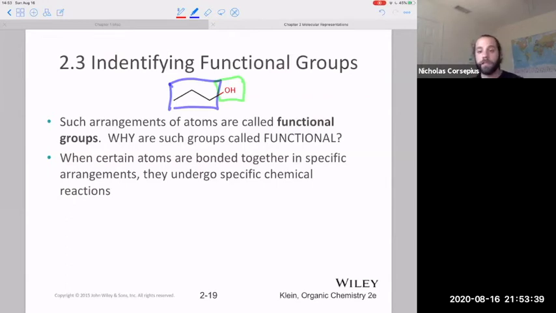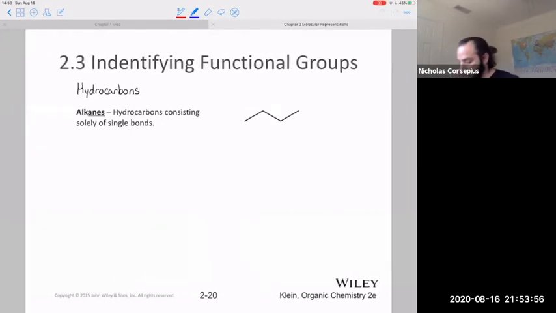I apologize because this is going to be some memorization. I hate memorization, I find it very difficult, but there's kind of no way around it. These are just things that you have to know because we're going to start talking about them and using them in discussion. And if you don't know what they are, then you're going to be lost. So let's start with the simplest ones, which are the hydrocarbons.